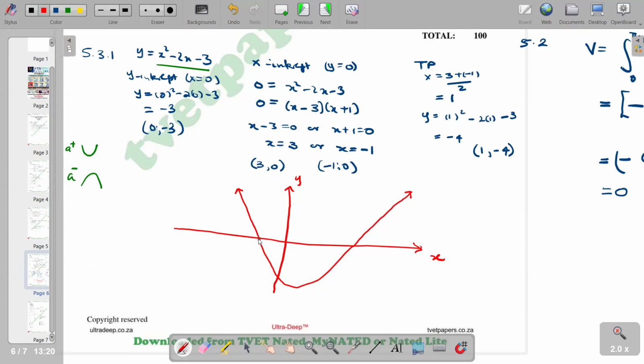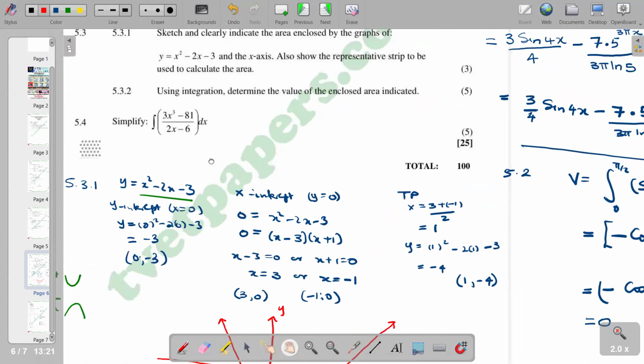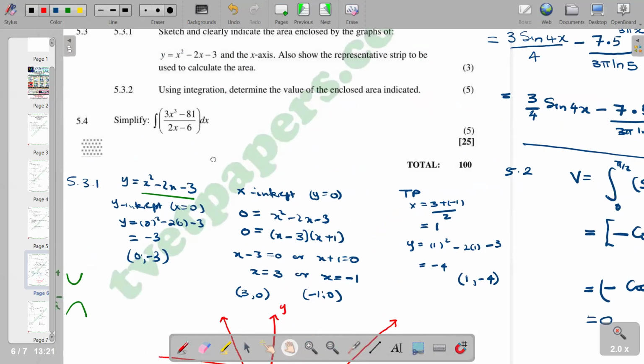So here then we are going to mark our x-intercepts, negative 1 and positive 3. Here we found it to be negative 4. The y-intercept we found to be negative 3. The turning point we found to be 1, negative 4. But the question strictly says draw the graph here. It was strictly saying use the representative strip.